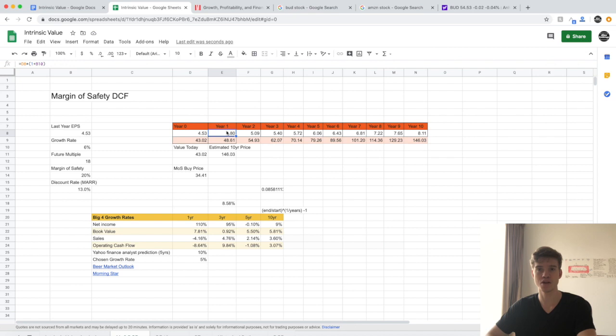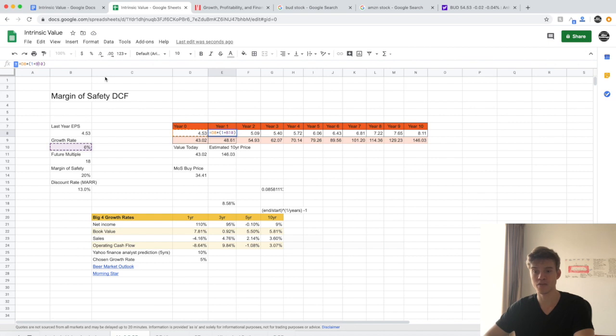So what we do is, since we have the earnings per share in the first year, we're then going to grow the earnings per share by 6% every single year until we reach year 10. So how we can do this is we take this previous value and we times it by 1 plus the growth rate. What we have to do is we have to make sure this growth rate stays the same.